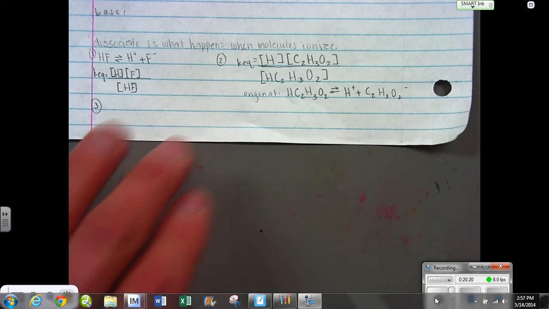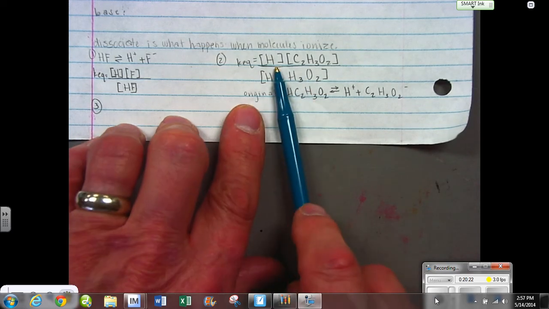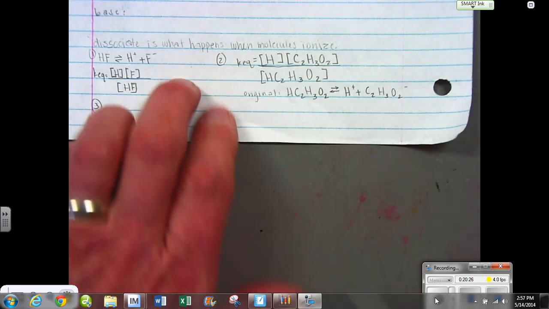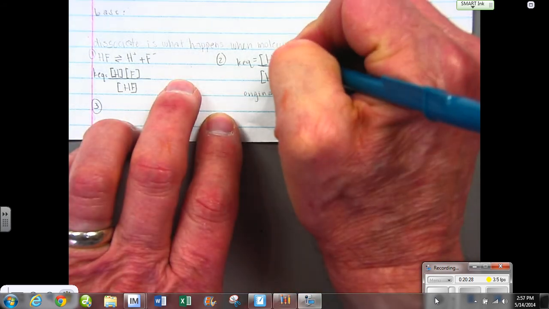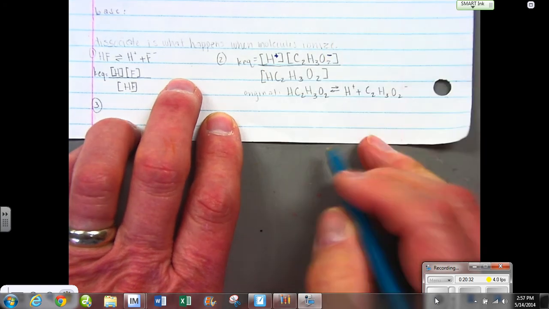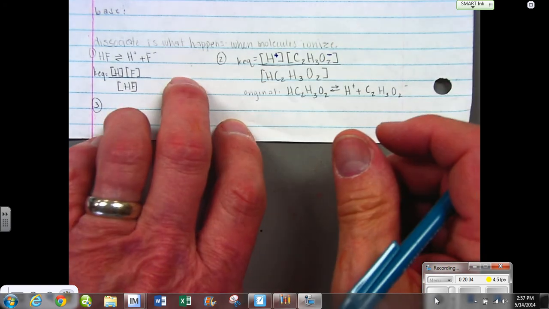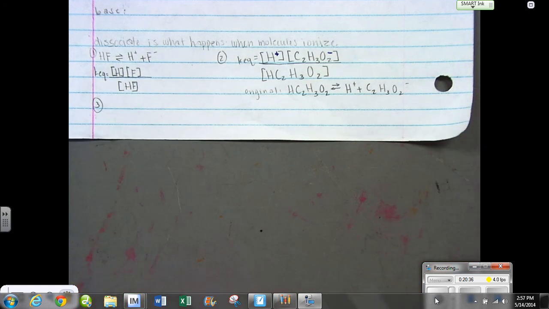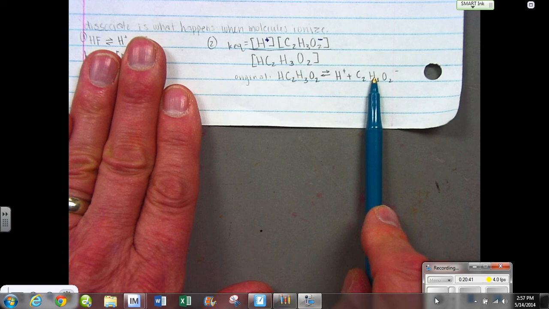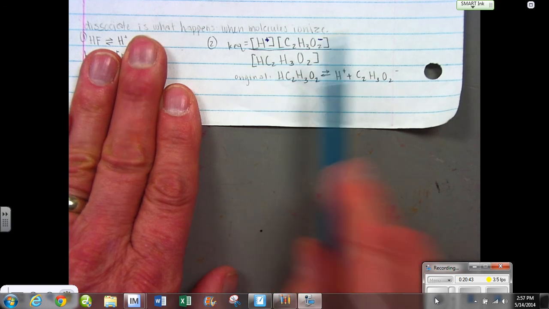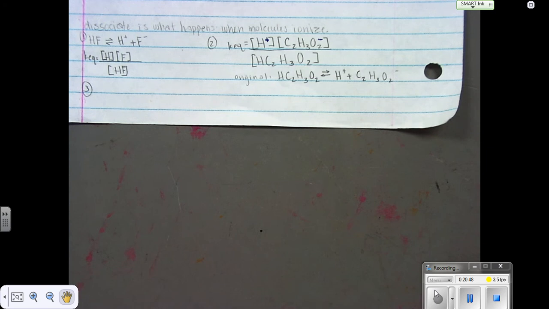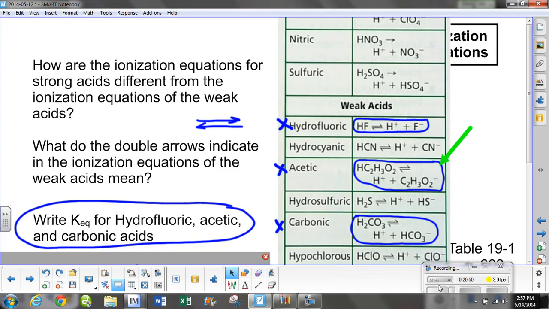For acetic acid ionization, this would be our K sub EQ, and as you're going to see in just a minute, these guys are going to become a K sub A. What do you think the A stands for, folks? Aqueous. Very good, Kenneth. Okay, so here's the equation, and you should have copied these down, as well as the K sub EQ. All right, the next one will be for, thank you.